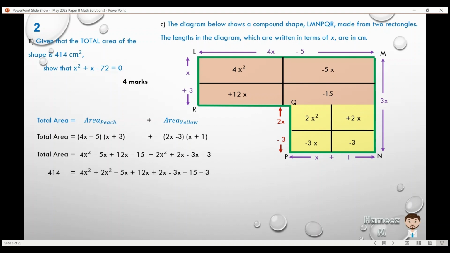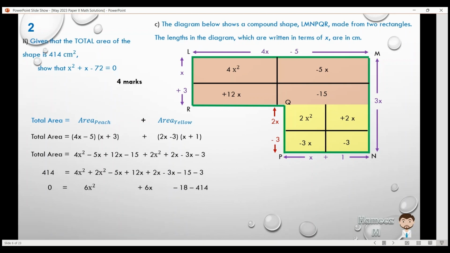And we know it's 414. It's 4x squared plus 2x squared. We're putting the same terms together. Minus 5x plus 12x plus 2x minus 3x, minus 15 minus 3. And if we simplify, 4x squared plus 2x squared will give us 6x squared. Minus 5 plus 12 will give us plus 7. Plus 2 is plus 9. 9 minus 3 is plus 6. Minus 18. And we're bringing the 414 across to become minus 414. Now, what we can do is simplify. So that will give us 0 is equal to 6x squared plus 6x minus 432.